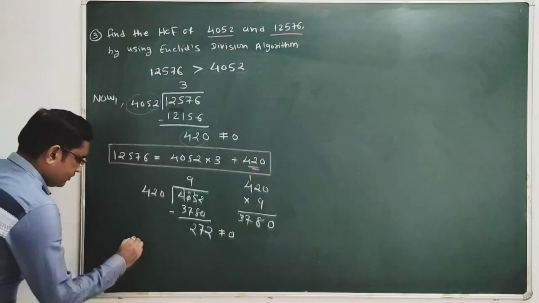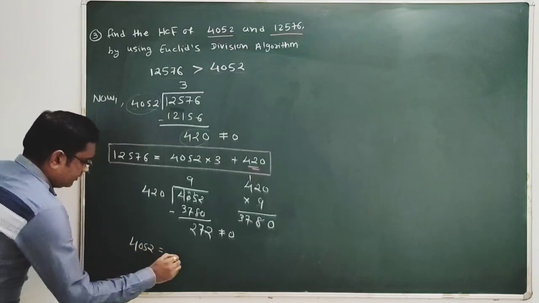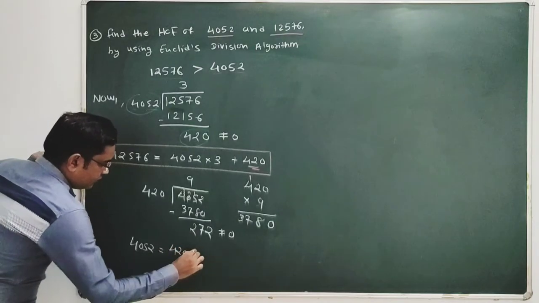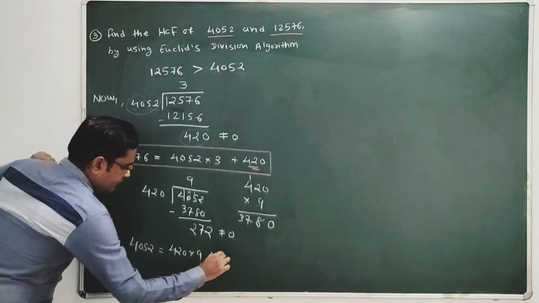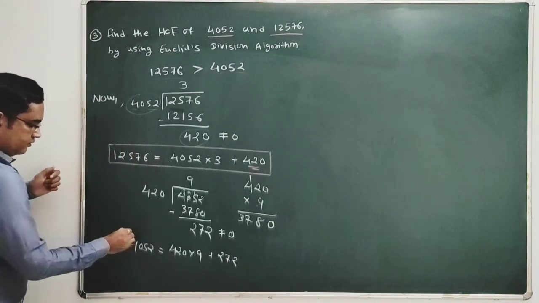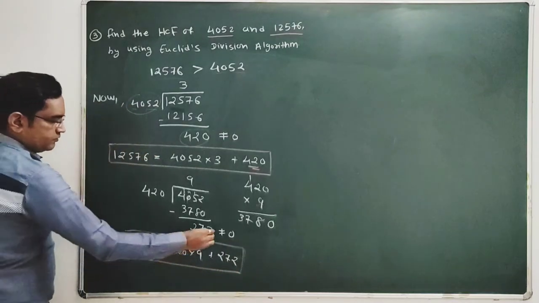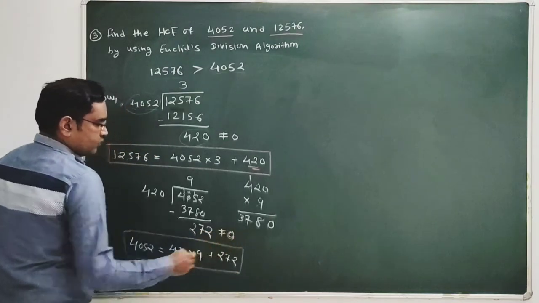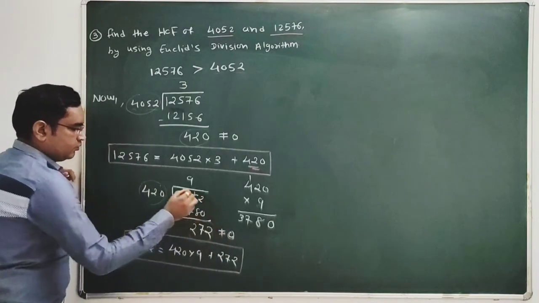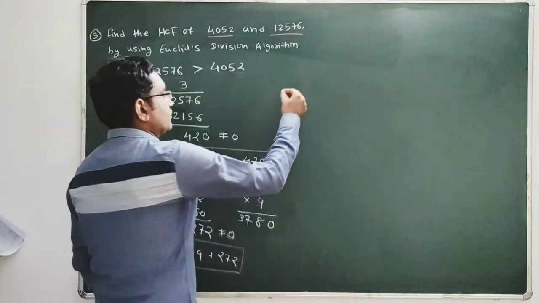So the remainder is not 0. By using Euclid's division algorithm we can say 4052 equals 420 into 9 plus 272. The important point is that the remainder is not equal to 0. So when the remainder is not equal to 0, we have to divide this 420 by 272.